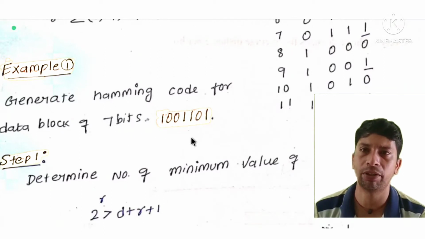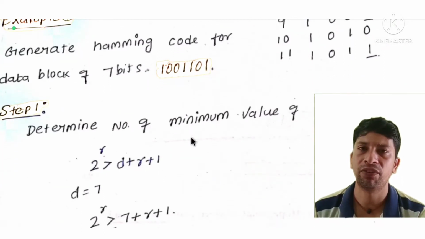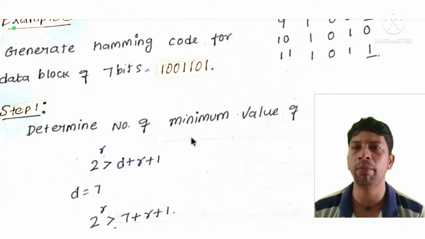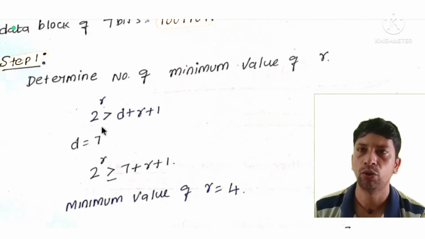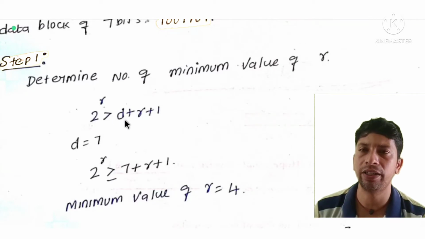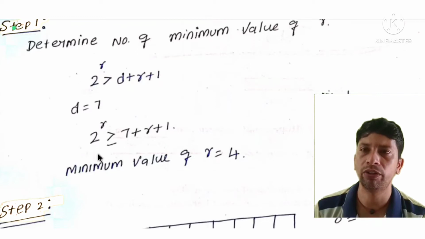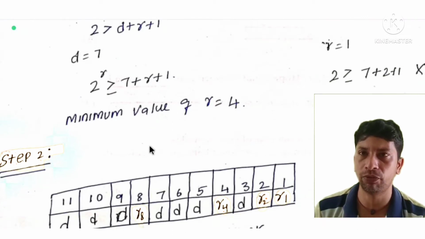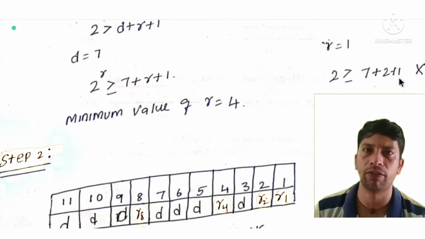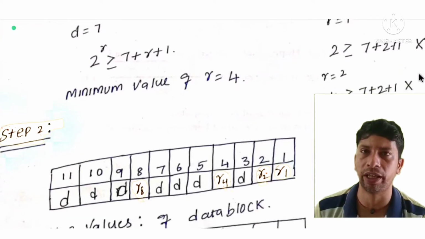This is the data bit that we are going to have. First step, we have to find the minimum number of redundant bits required to send. That is 2 power r greater than or equal to d plus r plus 1. This is the formula we have. So if we substitute 2 power r greater than or equal to 7 plus r plus 1, say for example, first if I substitute r as 2, 2 power 2 is not greater than or equal to this value, so this cannot be taken.